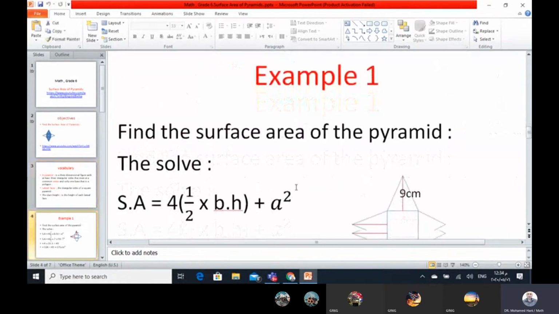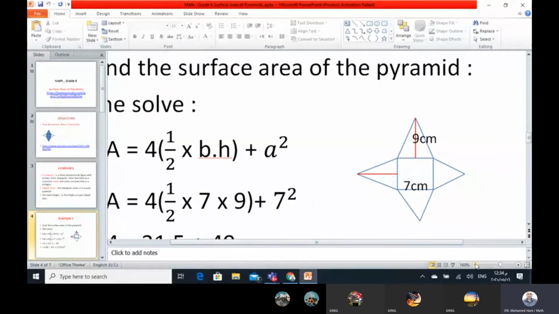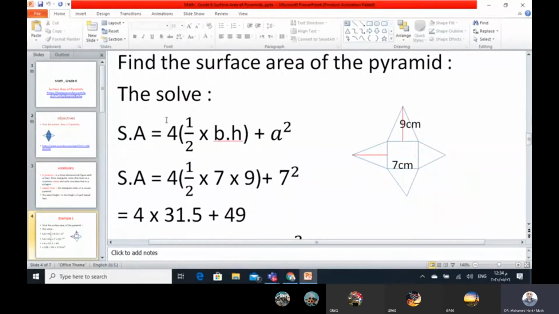For example, in this example 1, the question here: find the surface area of the pyramid. As you see in this figure, we have a pyramid, but this is an open figure. At the middle here, we have the base. The base here will be a square. When the base is a square, it means the 4 sides are equal. This side equals this side equals this side equals this side. The total here is 7, so here 7, here 7, and here 7.